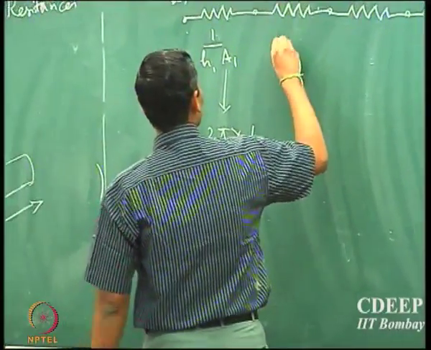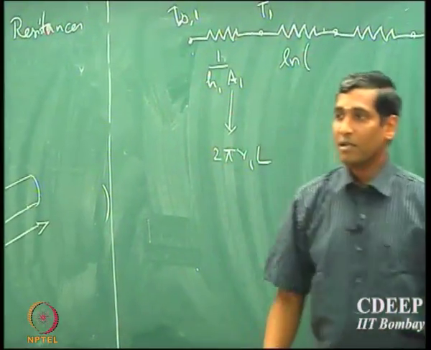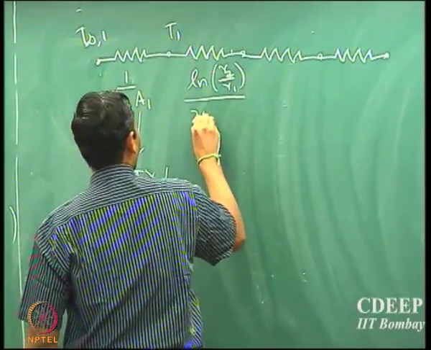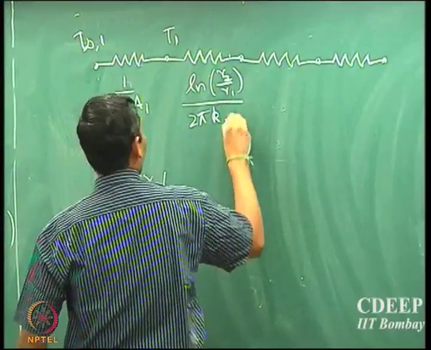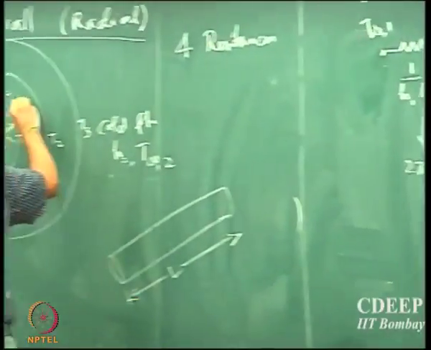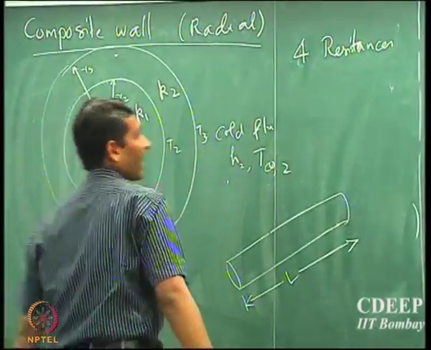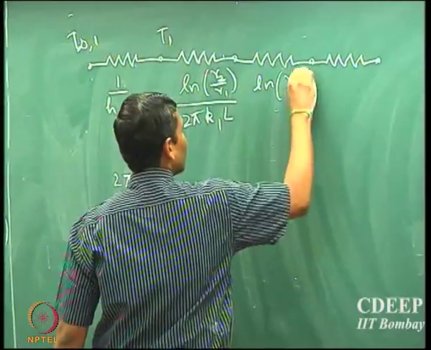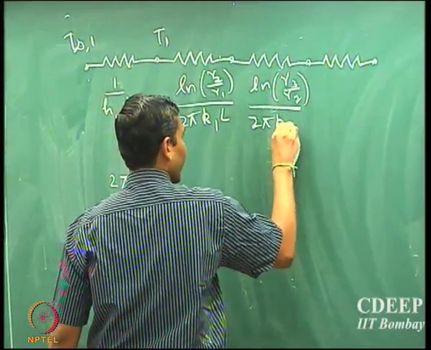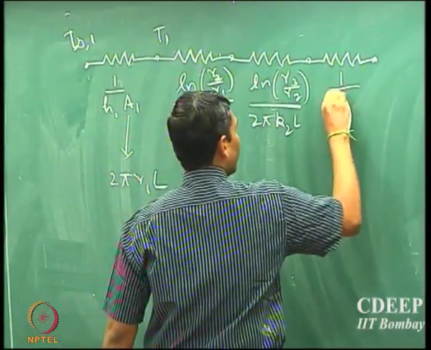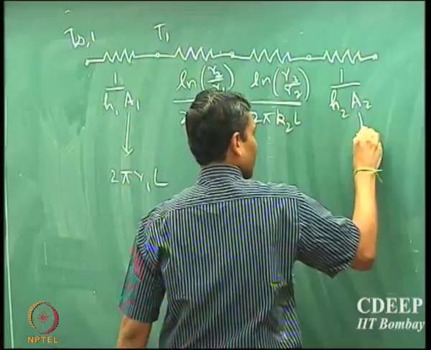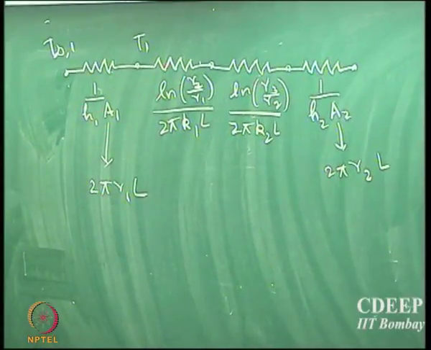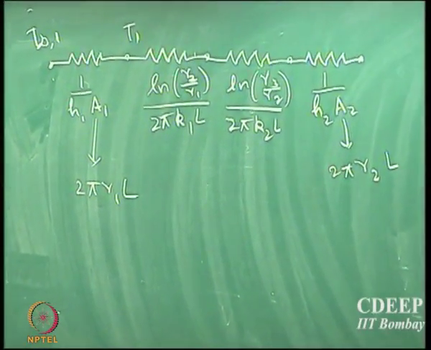What about the resistance here? It's ln R2 by R1 divided by 2 pi K1 L, if I call K1 the thermal conductivity here, and K2 the thermal conductivity there. So it's ln R3 by R2 divided by 2 pi K2 into L, and this will be 1 by H2 into A2. So this is 2 pi R3 into L. So that's the heat transport area. Are they clear to everyone?